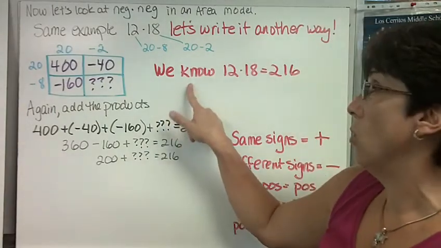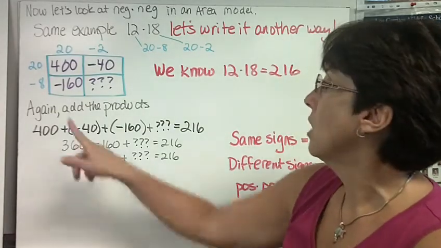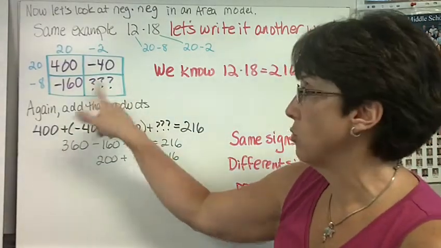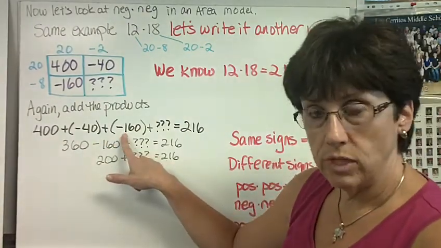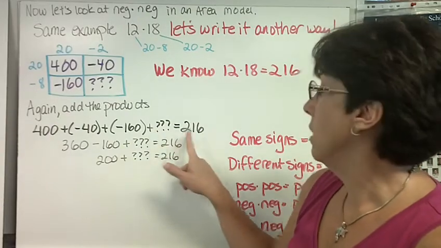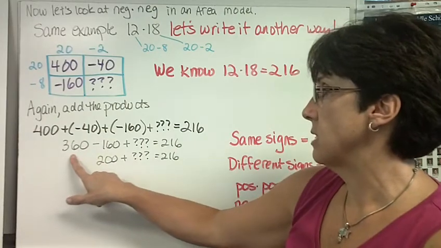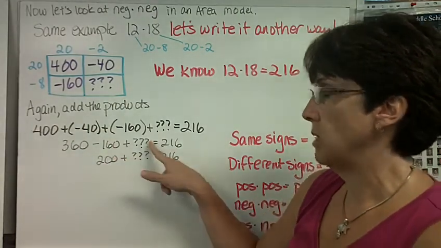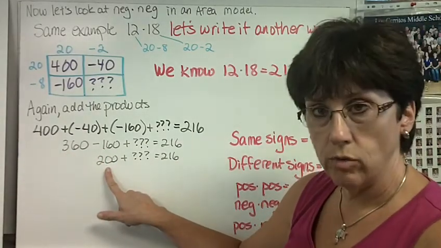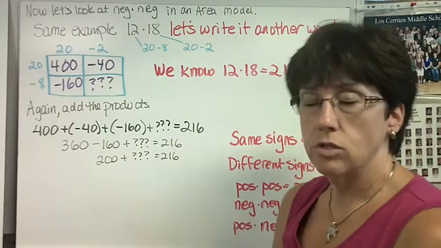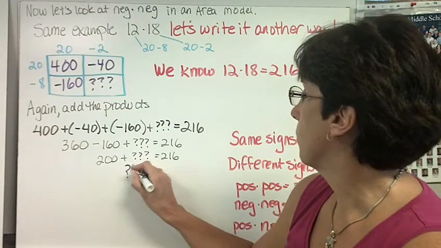But what we do know is that 12 times 18 is 216. We know that. So let's add up our partial products that we have. 400 plus negative 40 plus negative 160 plus I don't know has to equal 216. These two combine, 360 minus 160 plus our mystery number equals 216. Combine these two numbers, we get 200 plus I don't know equals 216. Well, what does our I don't know number have to be?